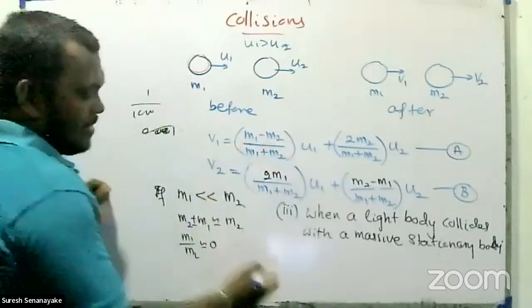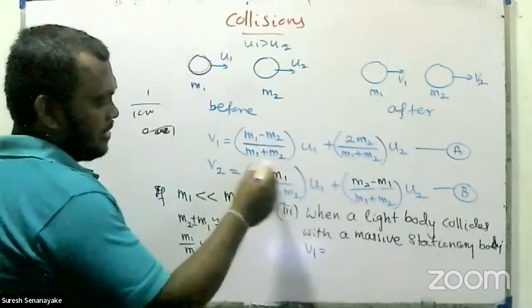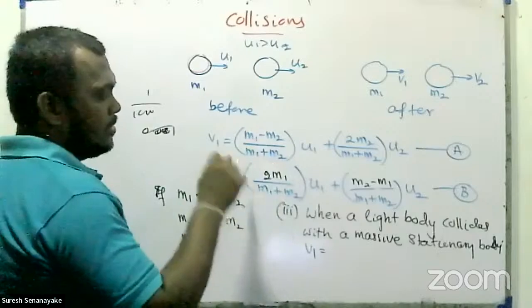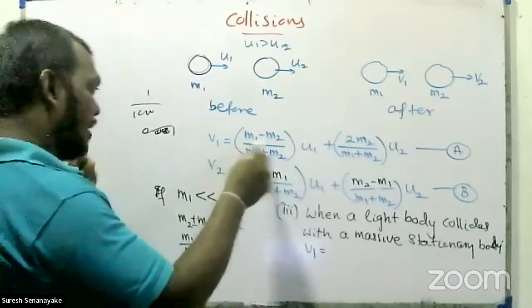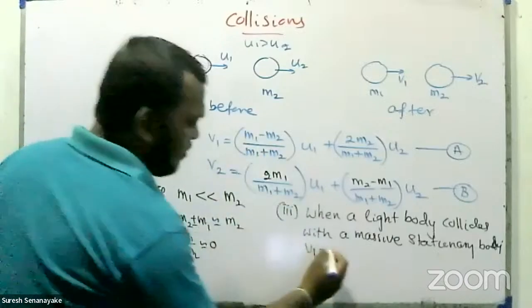Then using this equation, you can write v1 equals... we can consider m1 plus m2 as approximately m2, and m1 minus m2 as minus m2, right? So then m2 cancels, and this will be minus v1.